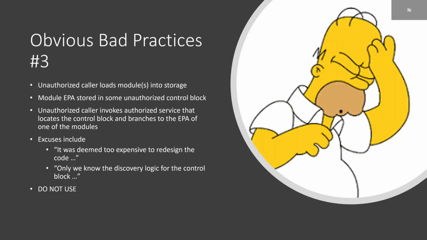So that's obviously really, really bad, because any key 8 guy can alter that memory contents and change what happens when that branch occurs. Okay, and the excuses here we see: it was deemed too expensive to redesign the code, or again, only we know the discovery logic for the control block, which is rubbish these days. You can't use that as an excuse. So again, obvious bad practice, we don't do it.